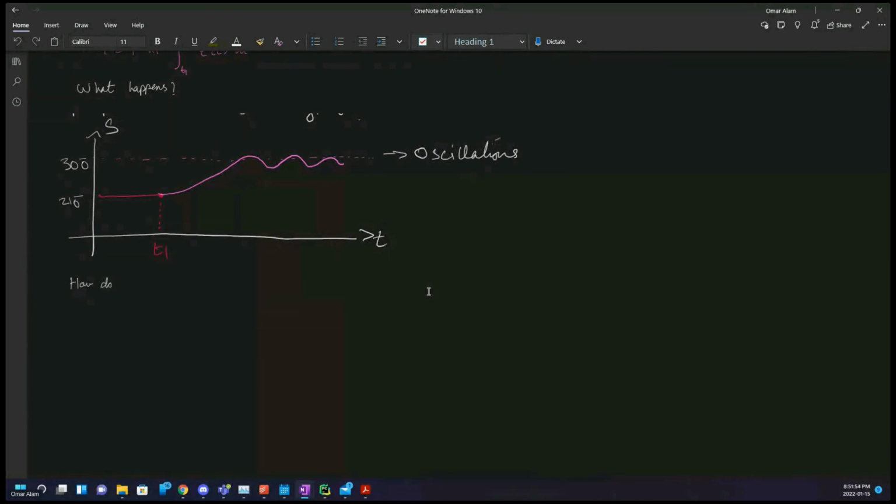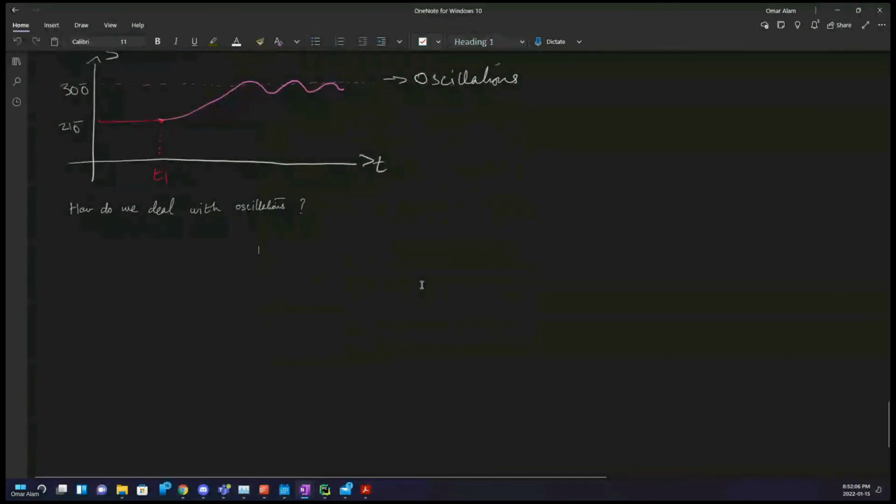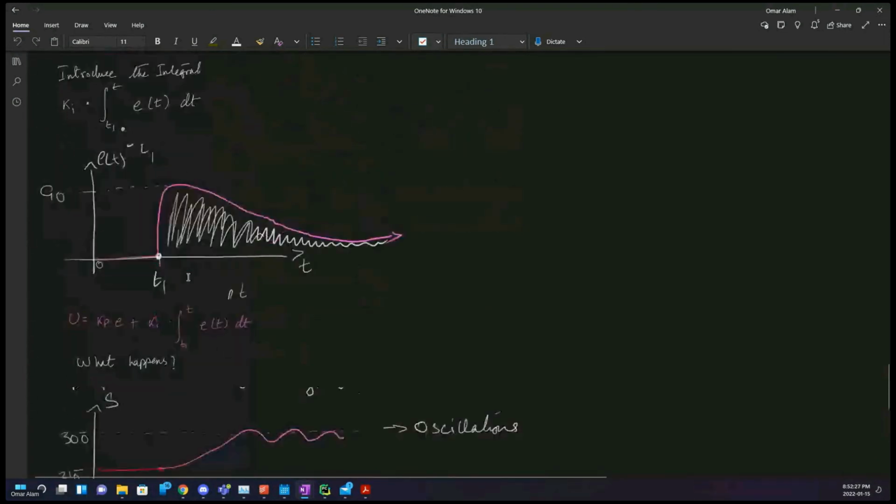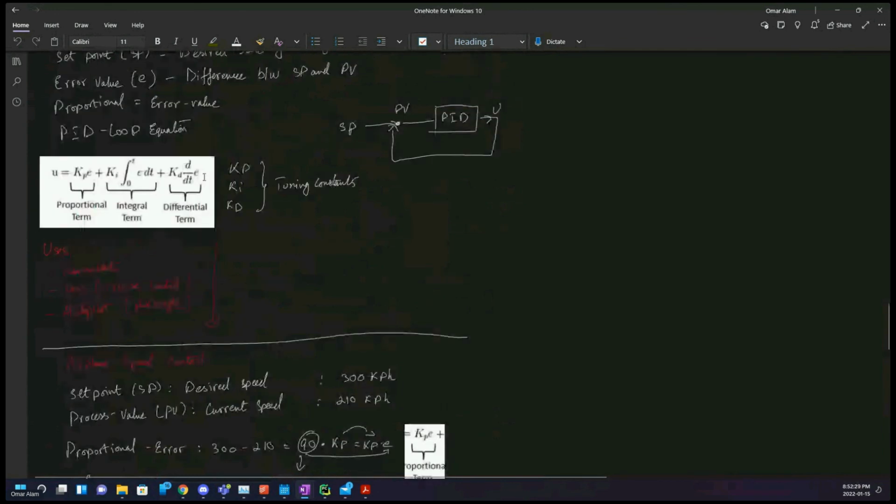How do we deal with oscillations? And that's where the final piece of the puzzle comes in, the derivative term. The derivative, and that's Kd times the derivative with respect to time of the error. How much is your error changing per second, essentially, in this case? All right, and that's the final term in our equation.